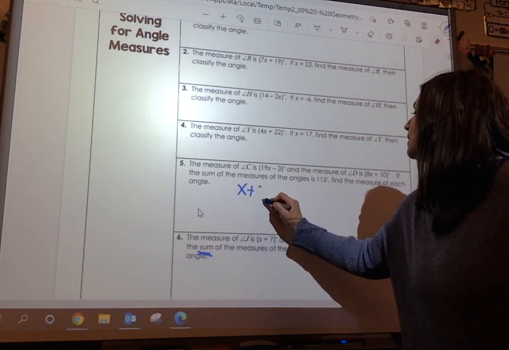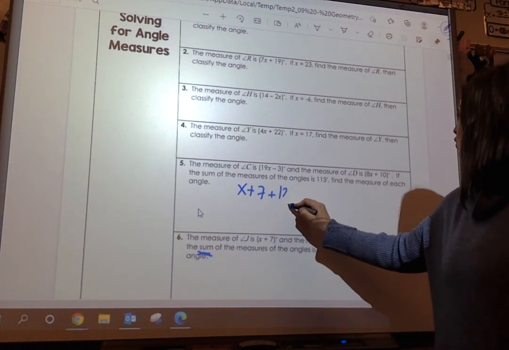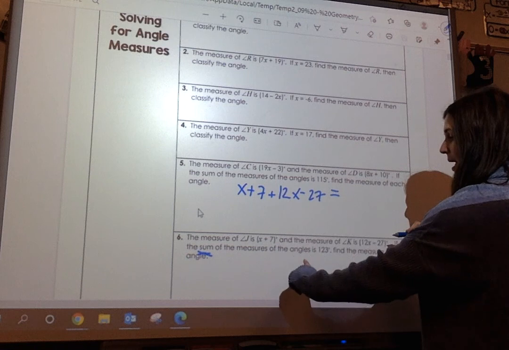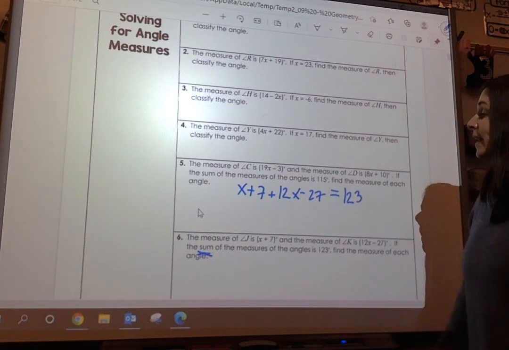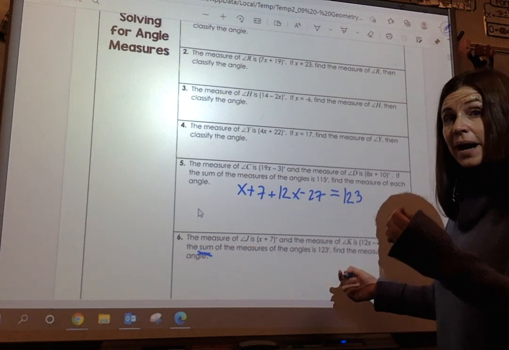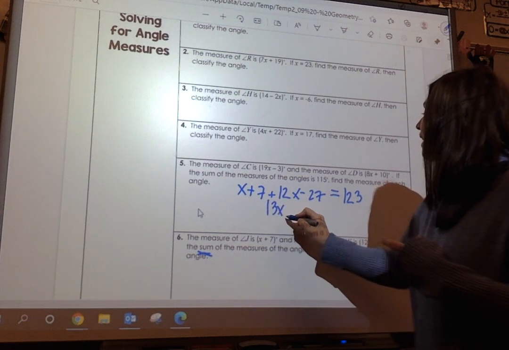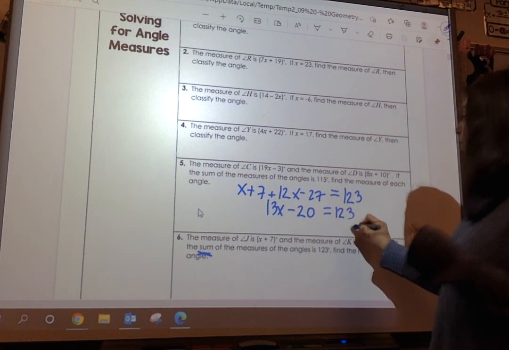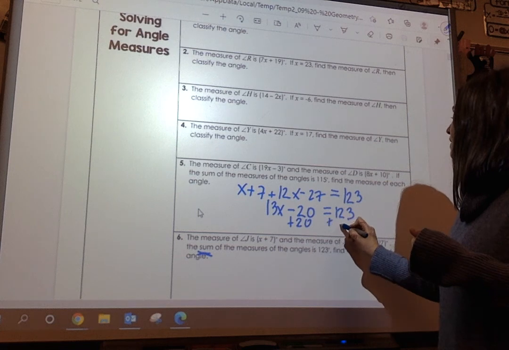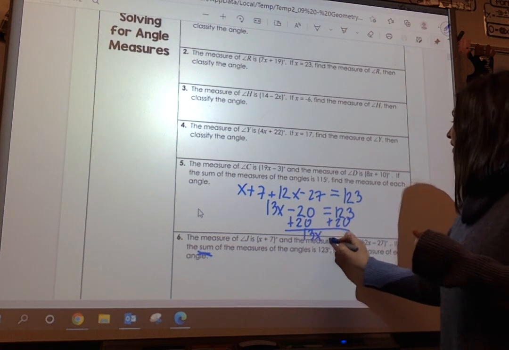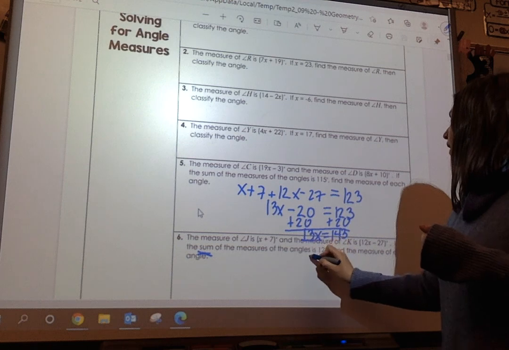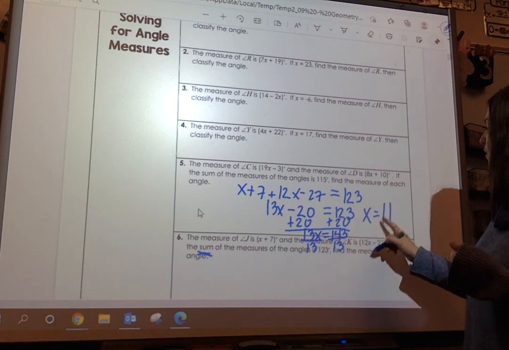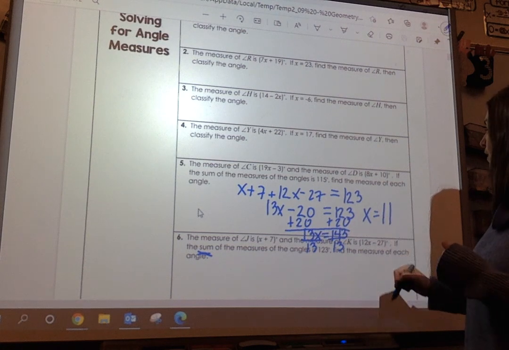So I can say that x plus 7 plus 12x minus 27, the sum of these two angles, that's why I'm adding them together, is 123. And now you guys are experts at this, so we combine like terms. So I get 13x minus 20 when I take 7 and negative 27, equals 123. I add 20 on both sides, and I get 13x equals 143. When I divide both sides by 13, I get x equals 11. 13 goes into 14 one time with 1 left over. 13 goes into 13 once.